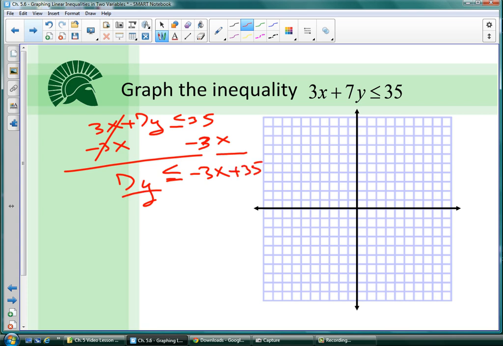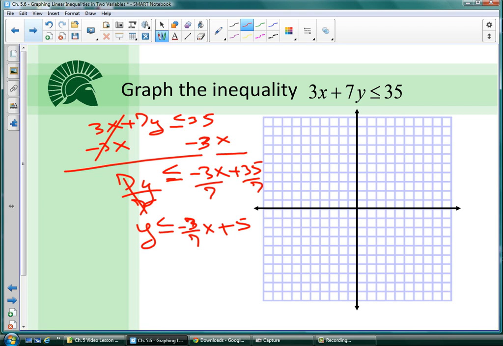So additive inverse again. Divide by 7 to get the y by itself. Make sure the y is positive. I'm dividing by a positive, so it doesn't matter. I'm going to divide both sides by 7 and everything on both sides to make sure I did this correctly. So I get minus 3/7 x plus 5.